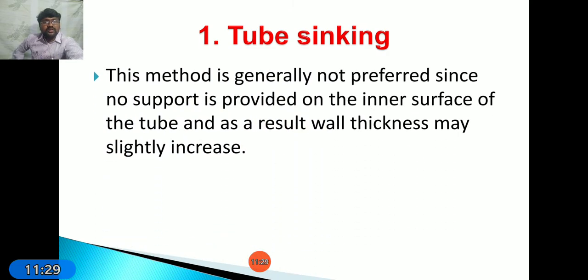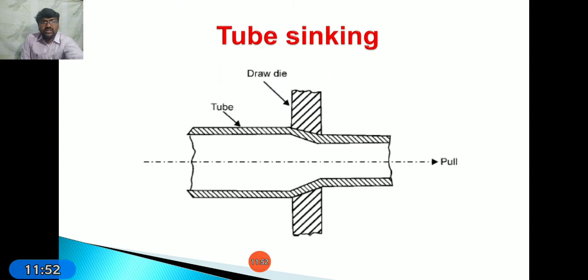Coming to tube sinking, it is one of the methods in the tube drawing process. This method is generally not preferred because support is not provided on the inner surface of the tube. As a result, the wall thickness slightly increases, because here we are not using any mandrel inside the die. It is one of the disadvantages.